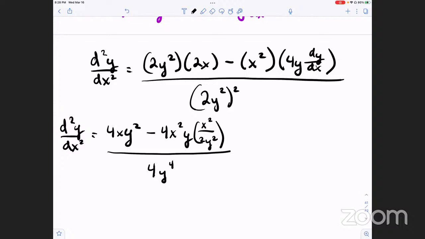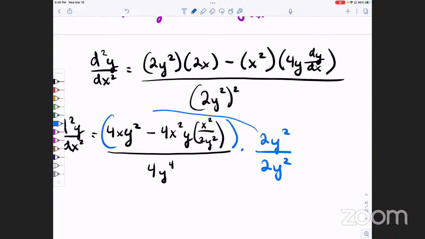All right. To get rid of the fractions, we can multiply by 1. This is a complex fraction, basically, because you have a fraction within a fraction. We can multiply by 1 in the form of 2y squared over 2y squared, right? So let's do that. We're going to multiply by 1 in the form of 2y squared over 2y squared, and we need to distribute that into the top and on the bottom.